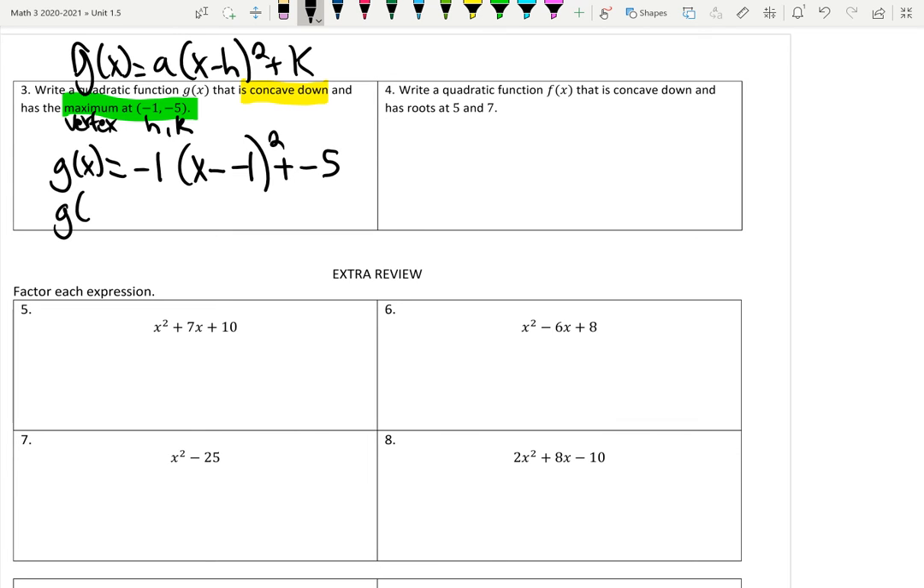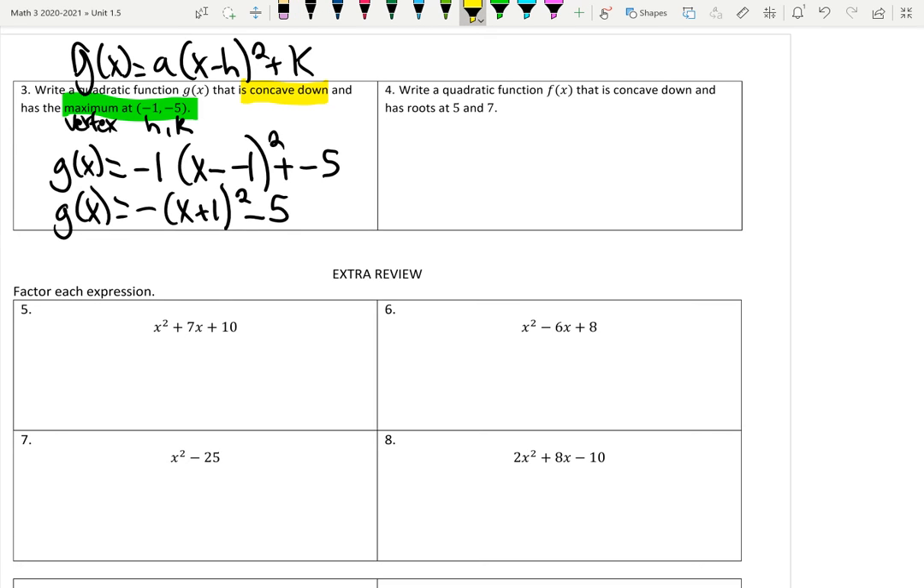Let me clean it up a little bit. Negative. I could drop the 1. It's assumed. Don't expand it. Leave it like so. Vertex form. What a good looking equation.